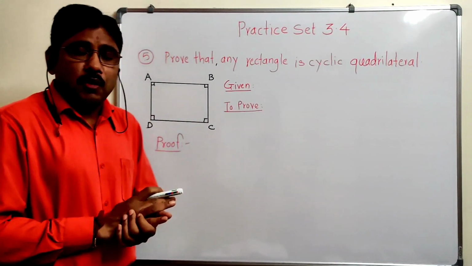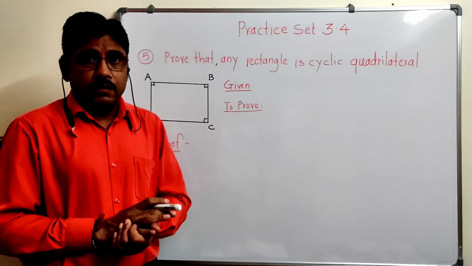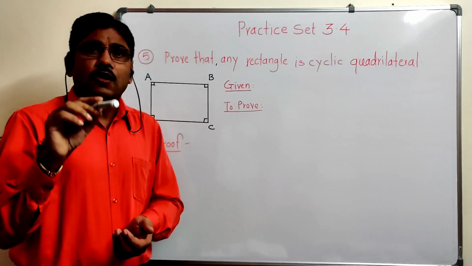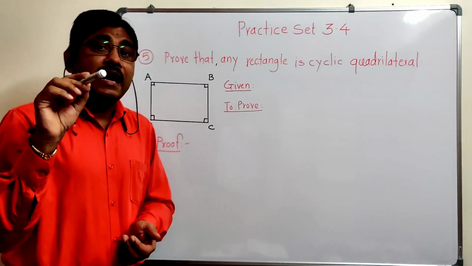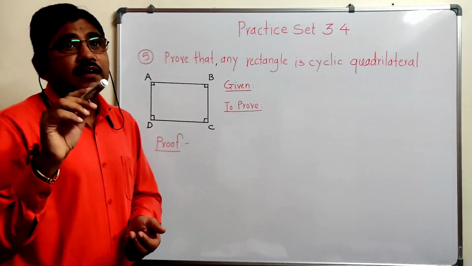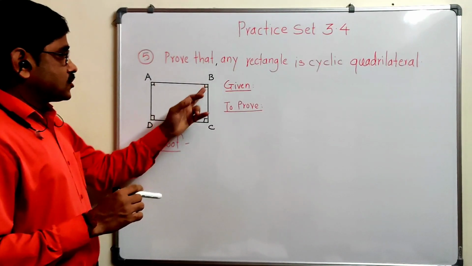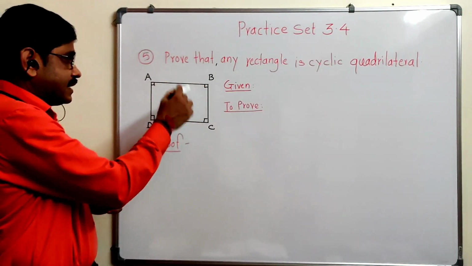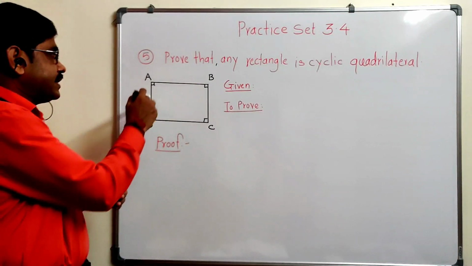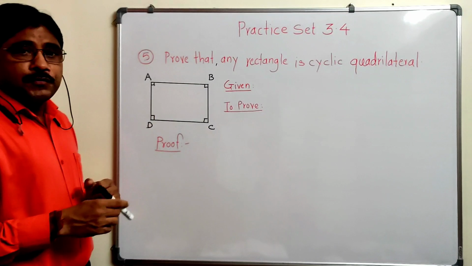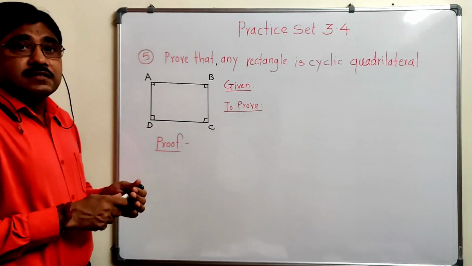You know the properties of rectangle. Rectangle means if each angle of a quadrilateral is a right angle, then it is called a rectangle. So here quadrilateral ABCD is drawn, means it is a rectangle ABCD in which angles A, B, C, D are all 90 degrees. Then what we have to prove? Quadrilateral ABCD is a cyclic quadrilateral.